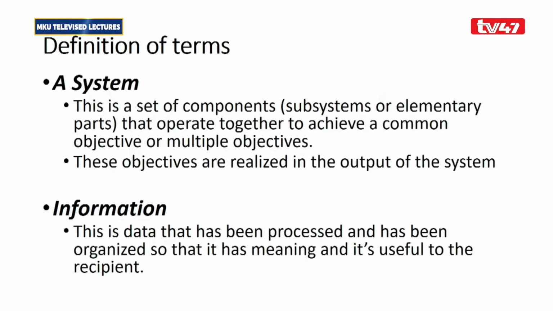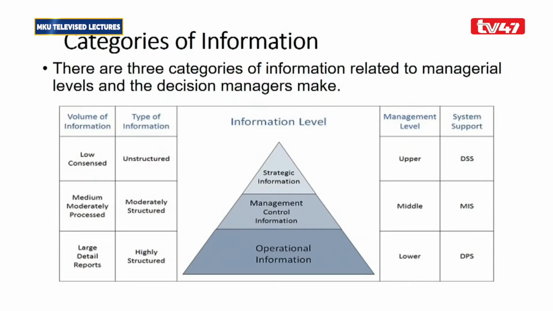The second term I want us to define is information. Information is very critical in every system, and information is the data that has been processed and has been organized so that it has meaning and it's useful to the recipient of this information. So when we have raw data that we put into our system, it is processed to give us something that is of meaning. This thing that we are saying is of meaning is what we are calling information.